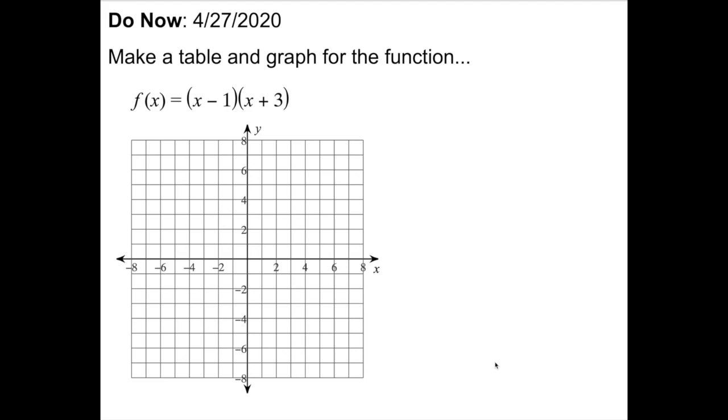So we're picking back up with a little investigation on intercept form, right? We're looking at three forms of a quadratic function. And so what we're going to do today is we need to make a table and a graph for this function. Now this function appears on the practice sheet that we're doing in class for today's lesson. So what I want you to do is take a look. This is an intercept form.